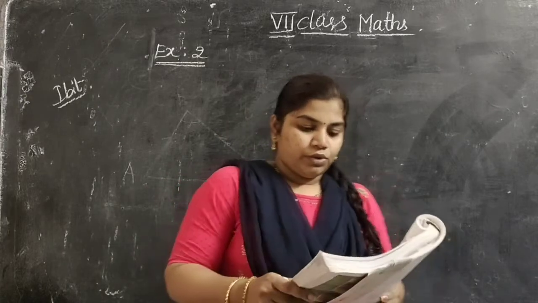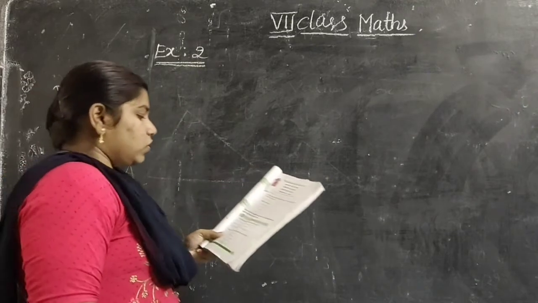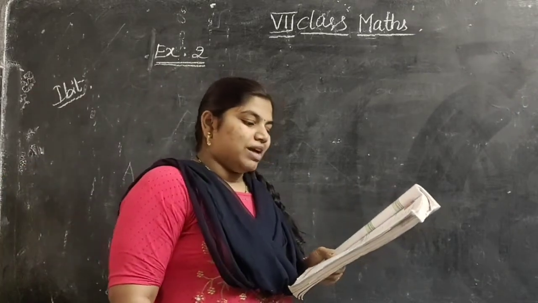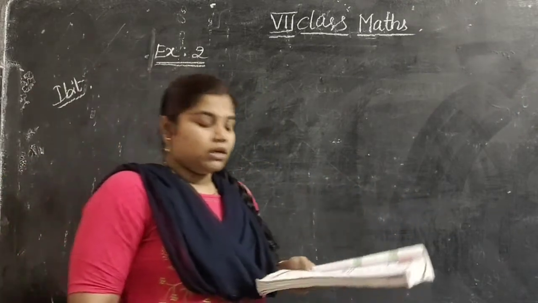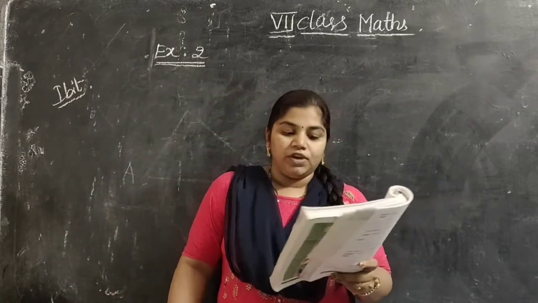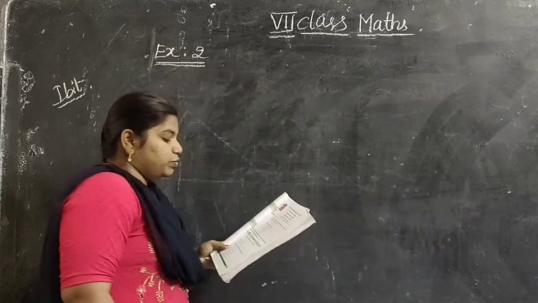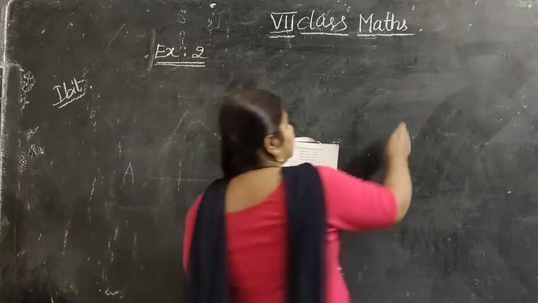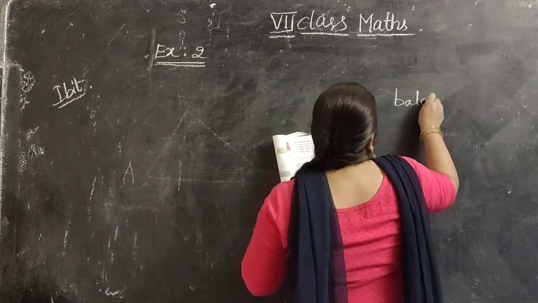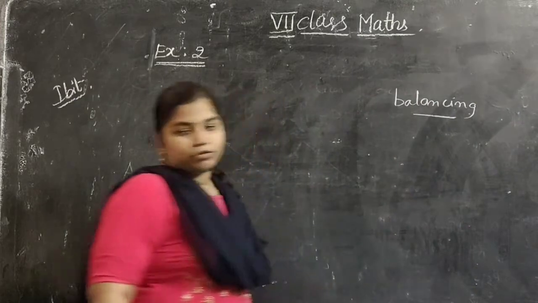So today we will start our exercise 2. What is the first bit in it? Solve the following equation without transposing and check your answer. Without transposing, we have to find the x value and also check whether our answer is correct or not. Without transposing means we will use the balancing method. I already told you about the balancing method.